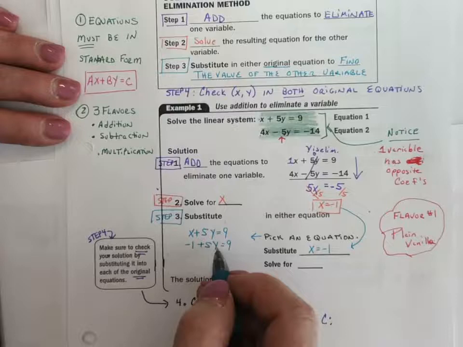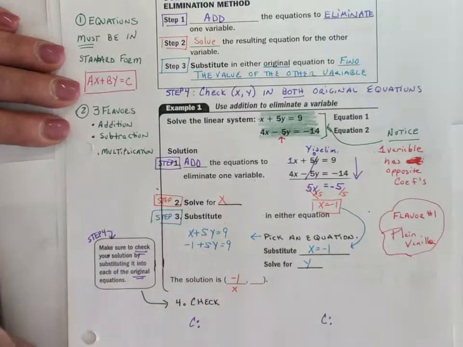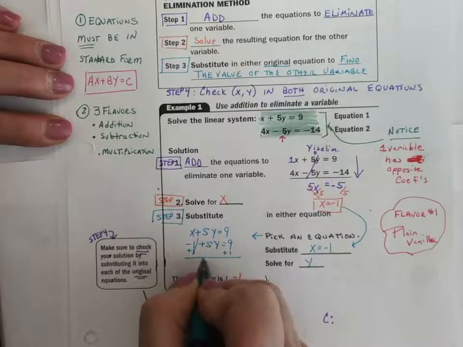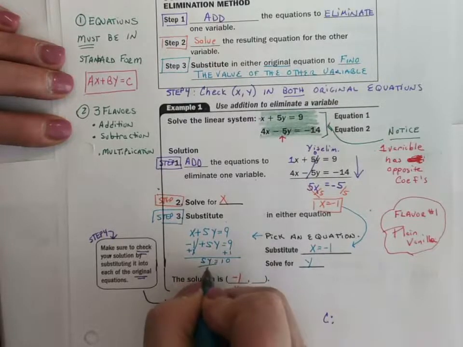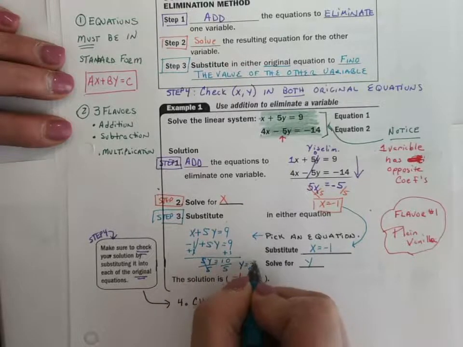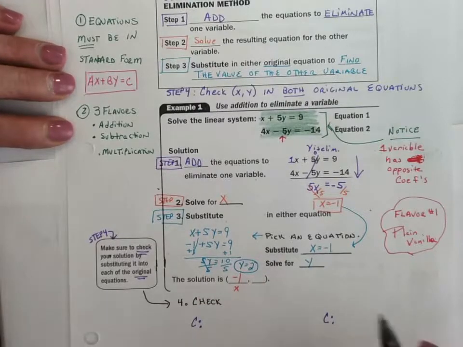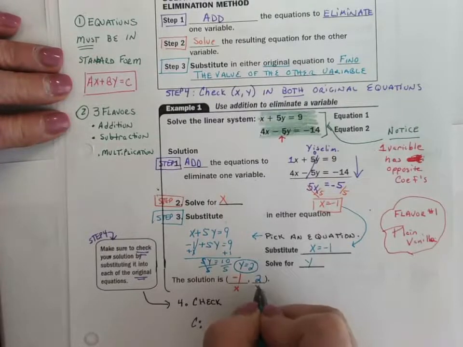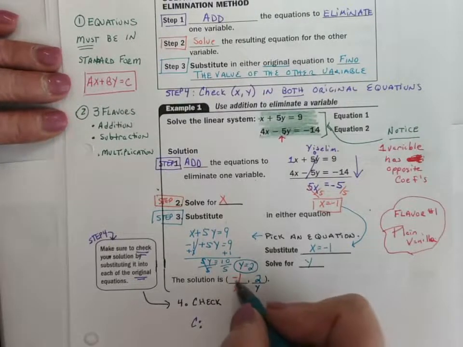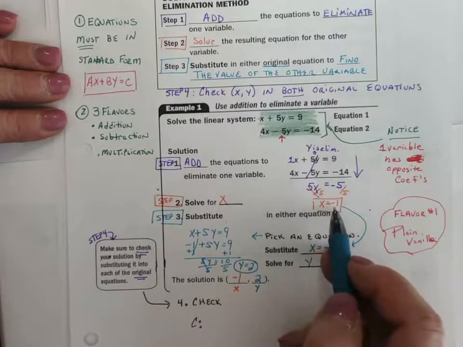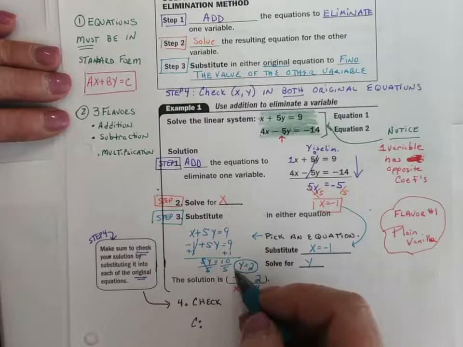And now the variable I have is y, so I'm going to solve for y. Again, you know how to do this. It's really easy. I add 1 to both sides. I get 5y equals 10. Divide by 5, and I get y equals 2. So if I asked you to write it as an ordered pair, the y-coordinate is 2. So my solution is negative 1 comma 2. Or you can simply leave it this way: x is negative 1, y is 2.